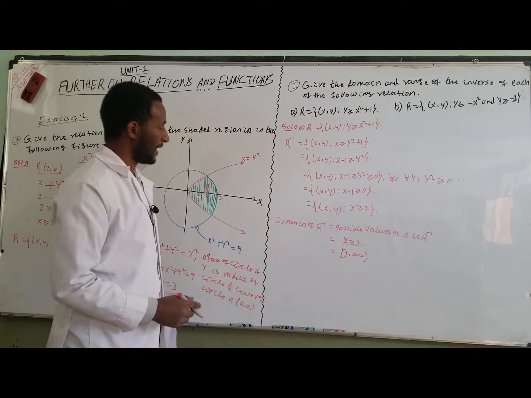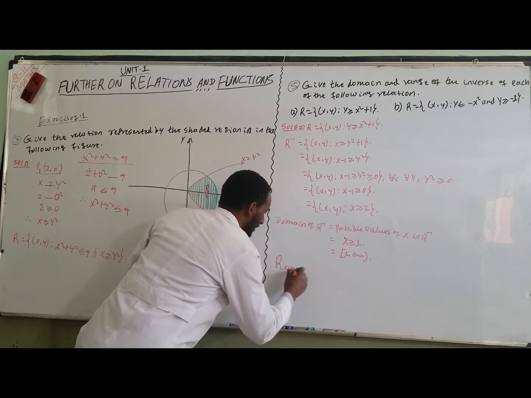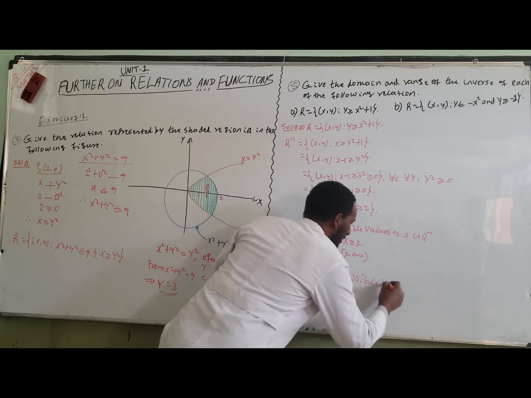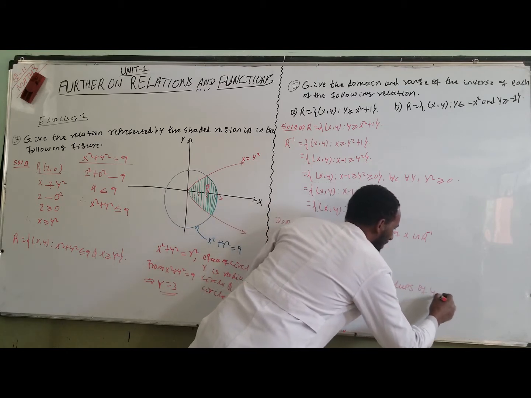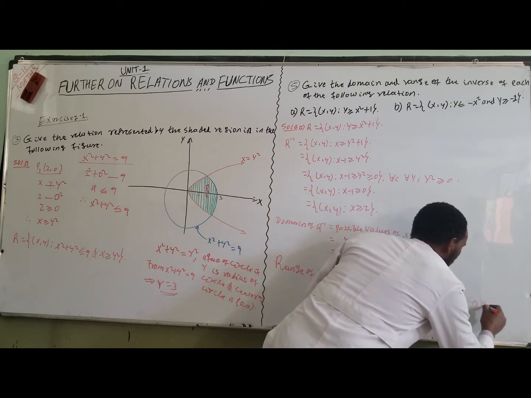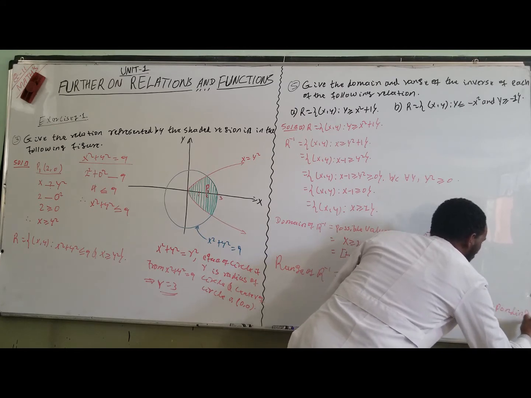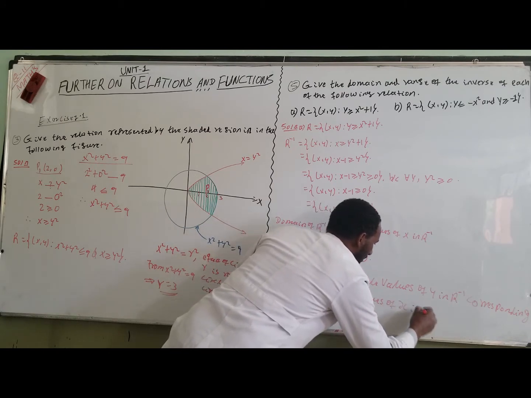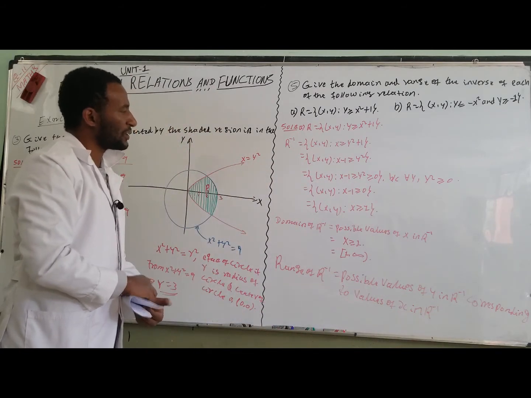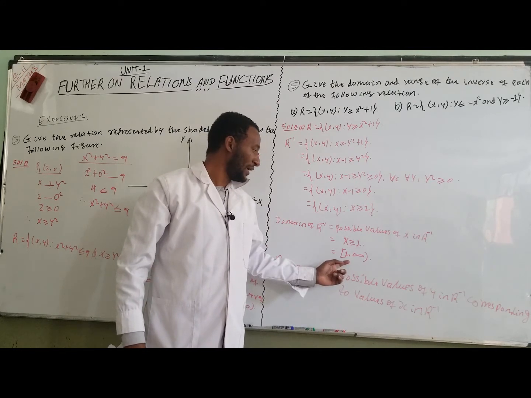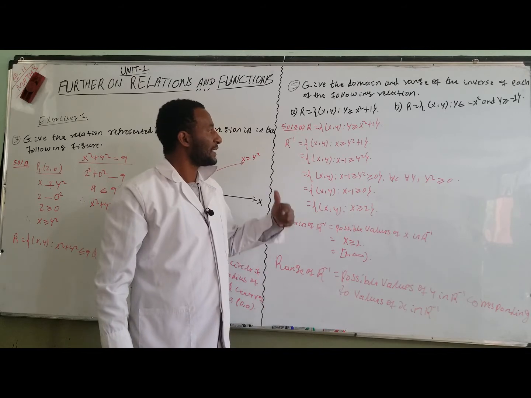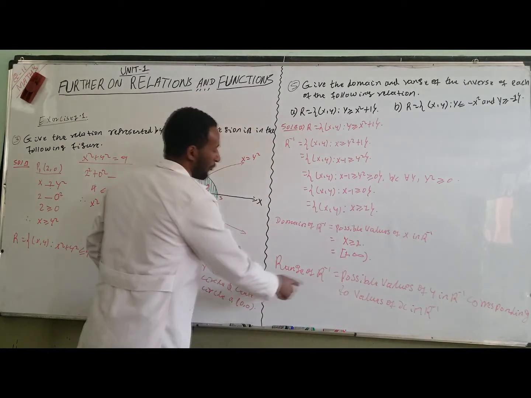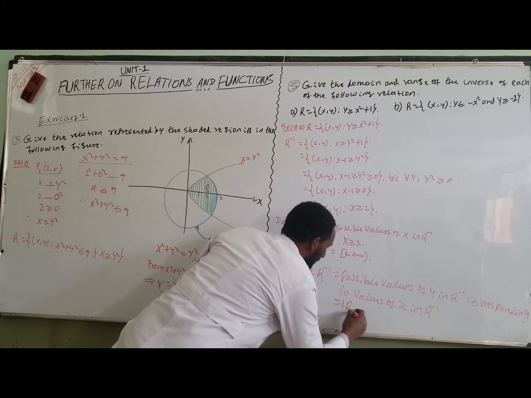When we find the range of R inverse, the range means the possible values of y in R inverse corresponding to values of x in R inverse. Then, when we put any real number greater than or equal to 1 in the place of x, we can get all real numbers for y. Therefore, the range of R inverse is equal to all real numbers.